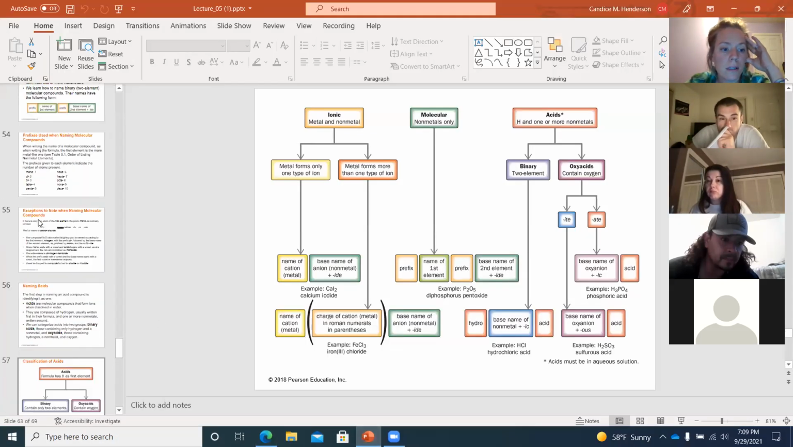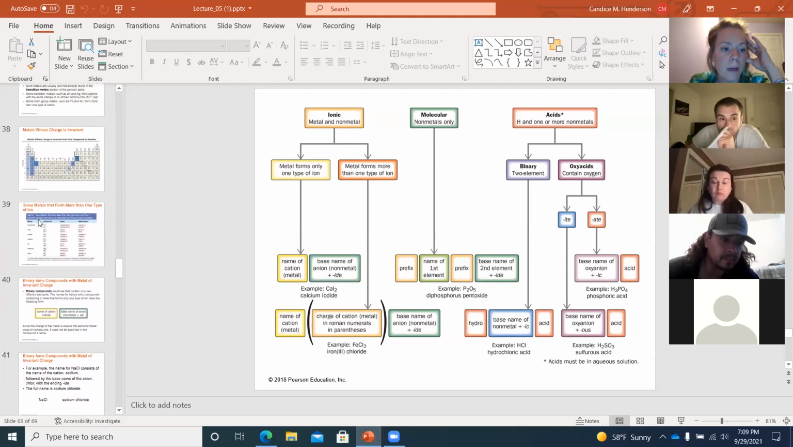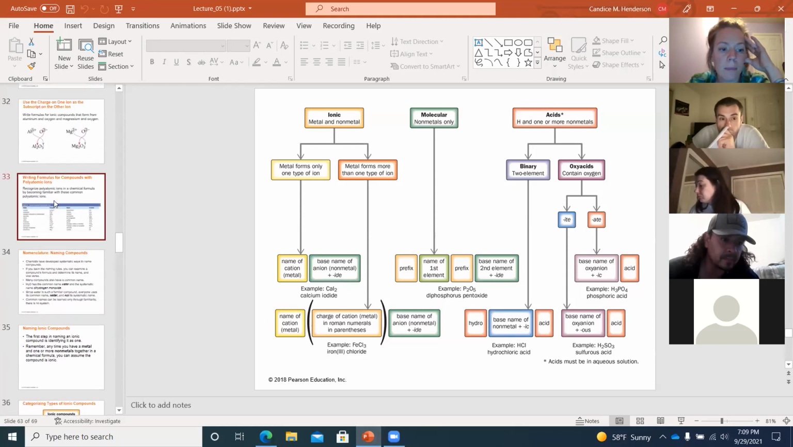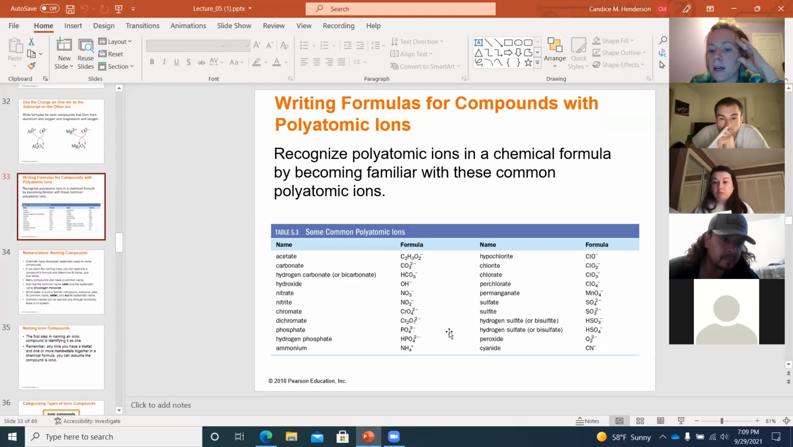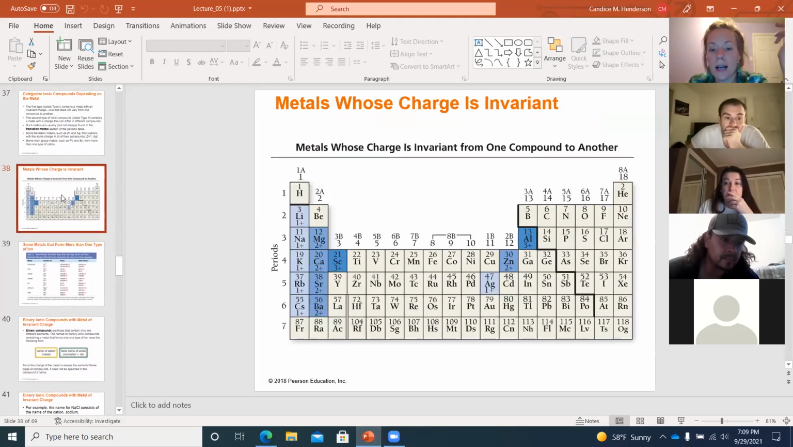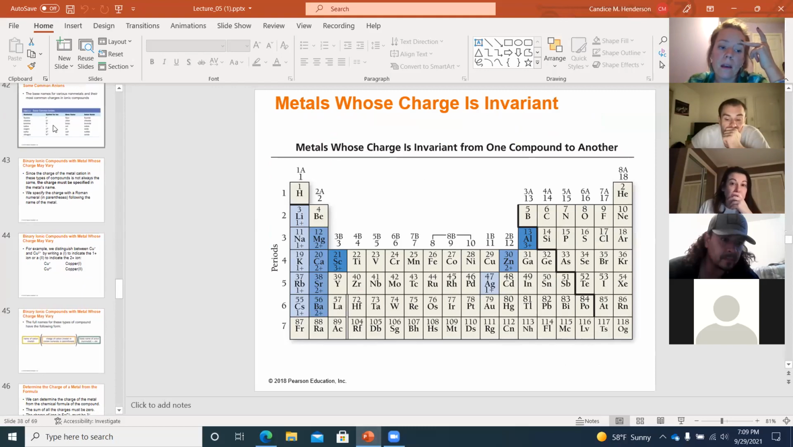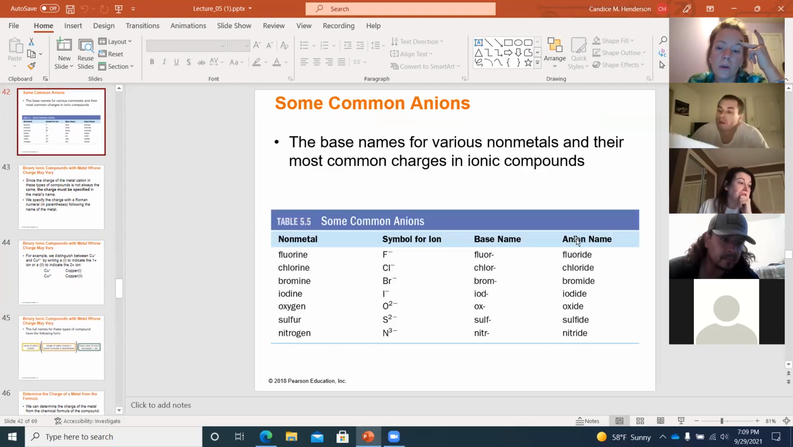Here, if we go to the slides, back up here, there's quite a few of the polyatomic ions with their respective formulas. That's a good thing to have. And then you've already got the charges. Are you good with the abbreviations?